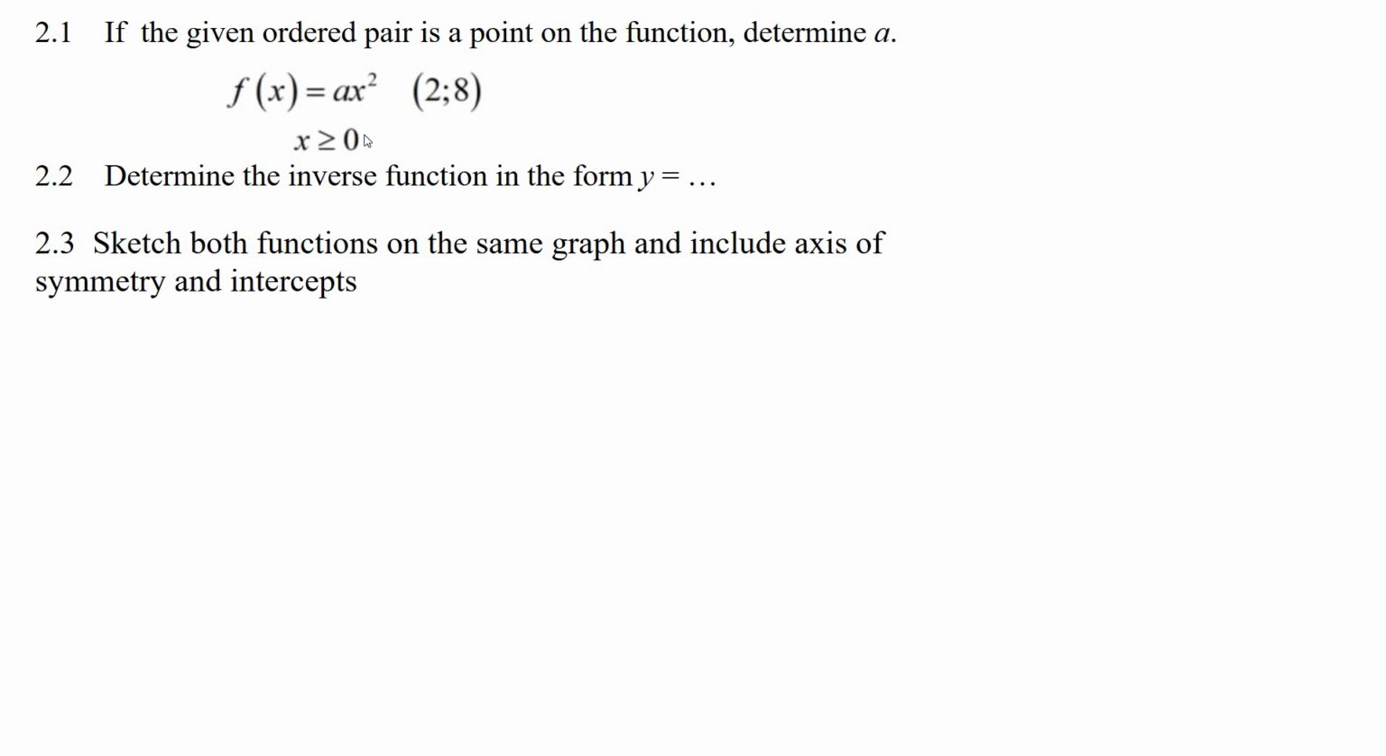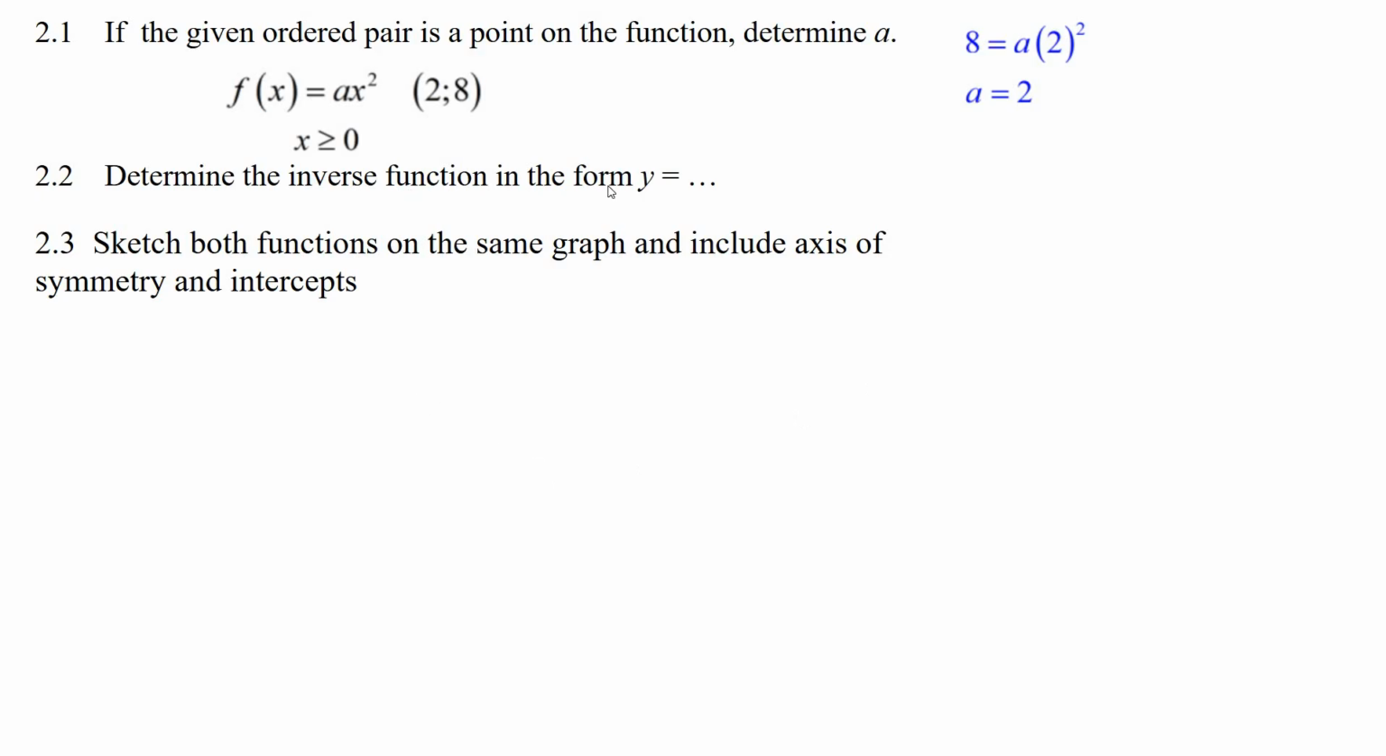But how can we figure out a? Well, all we do, we know that x is 2, so we put a 2 in there. And we know that f(x) is 8. The value of the function at 2 is 8. So all we do is just put in 2 for x, 8 for f(x), or y, and then what do we get? We get 2 squared is 4, 8 divided by 4. We get a is 2 again. Okay, so a is 2.